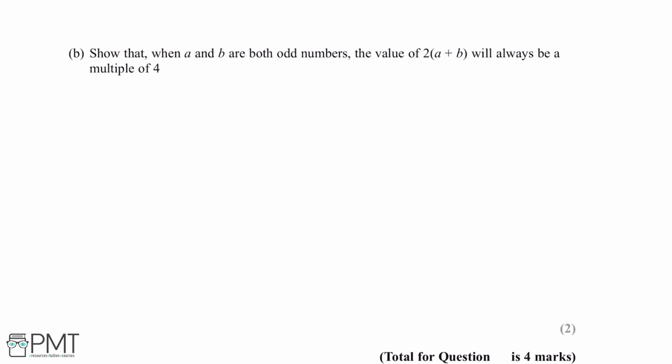Show that when A and B are both odd numbers, the value of 2 multiplied by A plus B will always be a multiple of 4. So again we've been told that A and B are both odd numbers, so we can write that an odd number plus an odd number, which is what will be inside these brackets, will always be equal to an even number. Now the final part of this expression is we'll multiply A plus B by 2.